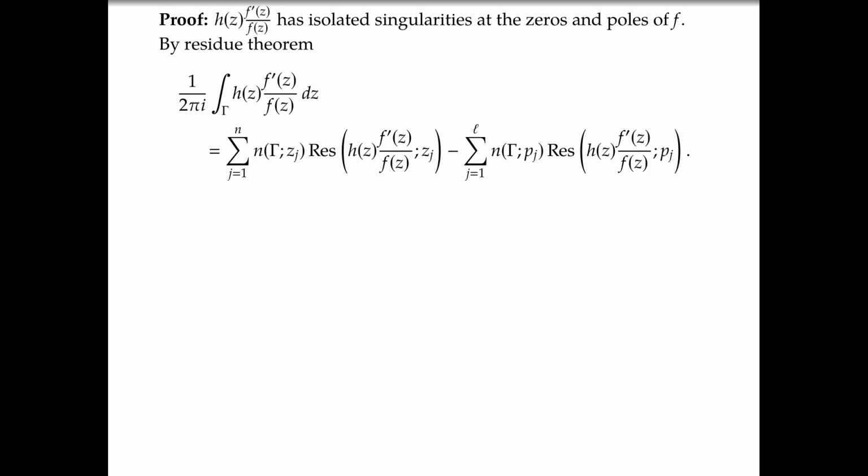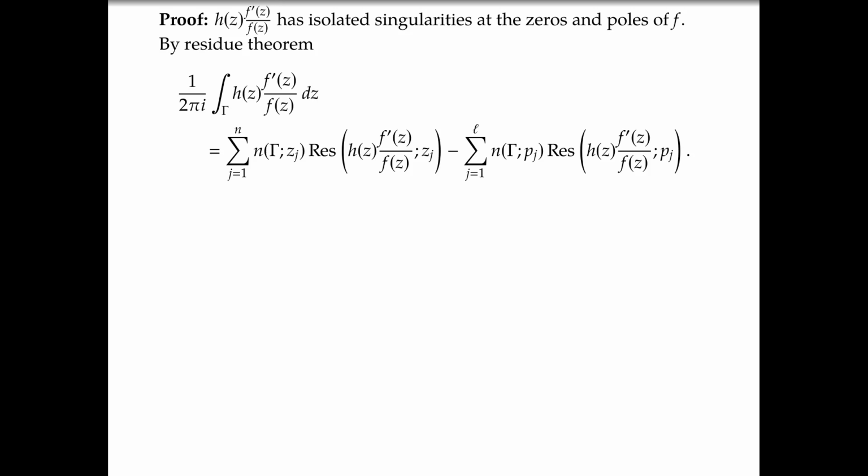All right, so let's look at the proof. We're going to prove the version of the theorem with the h, because the basic version without the h is easy to prove just by letting h be 1, right? If you set h equal to 1, you get precisely that initial version of the argument principle. So it's going to be basically just an application of the residue theorem.